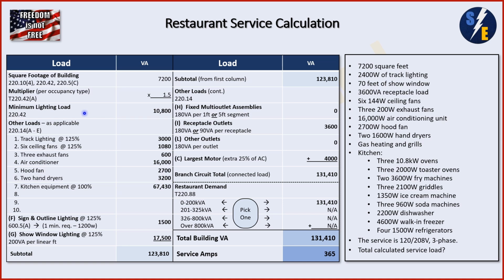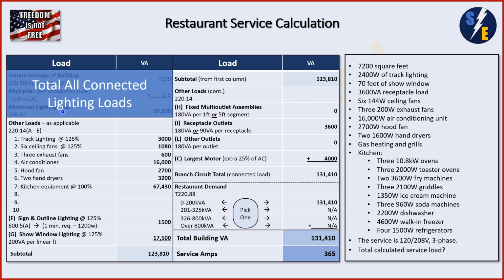So what that would mean is instead of going for your minimum lighting load, you would take all of your connected lighting loads and just total them up, which means you would just add up all the lights you have throughout your entire restaurant and add up their nameplate ratings, their VA or their wattage. And once you had that total, you would just add them to the rest of the loads, and then you would just continue on with the rest of the calculation, just like we've done earlier.